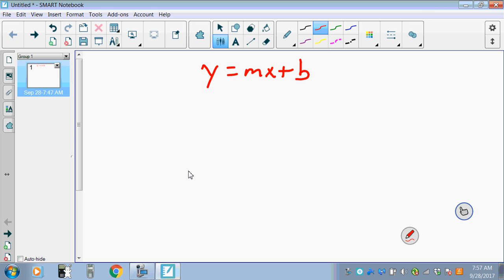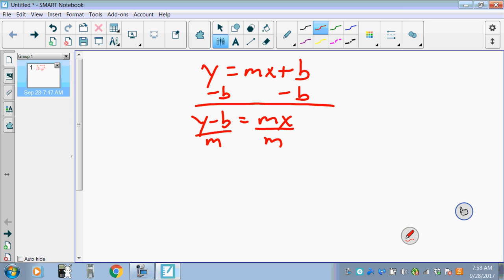But they want you to solve for x, so we're isolating x. Let's leave x on this side and move the b and the m over to this side. Let's start by subtracting the b. It's going to be y minus b is equal to mx. Your last step is divide by m on both sides. Remember, the whole thing is divided by m. So this cancels out, this becomes 1x, which is just x, is equal to y minus b over m. Good.